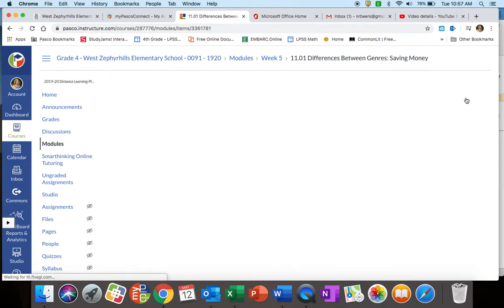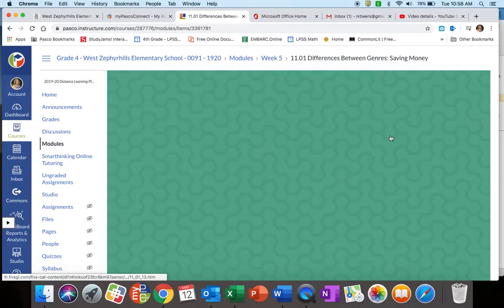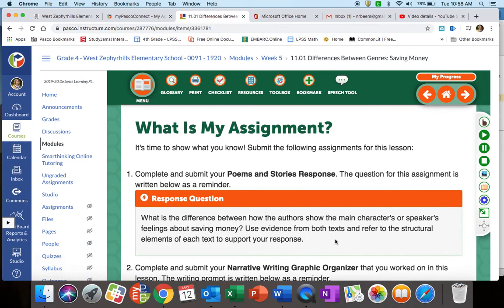Let's go to the next page. Let's go to the last page, where it actually tells you that this is due. So complete and submit your poems and stories response. The question for this assignment is written below as a reminder. So what is the difference? You're just submitting a response to those two poems that you read and what the difference was between how the authors showed the main characters' or speakers' feelings. So that's what that writing piece is for, and then that one is completely done if you haven't done it already.